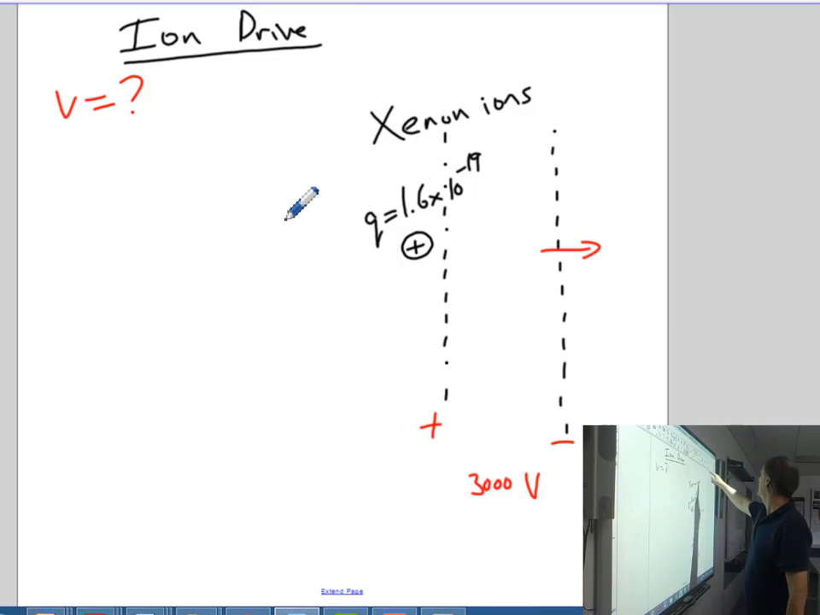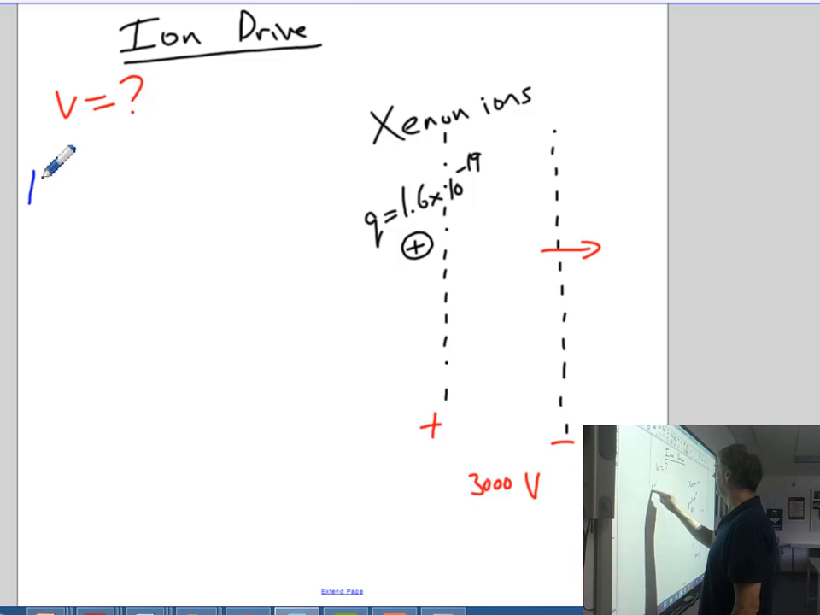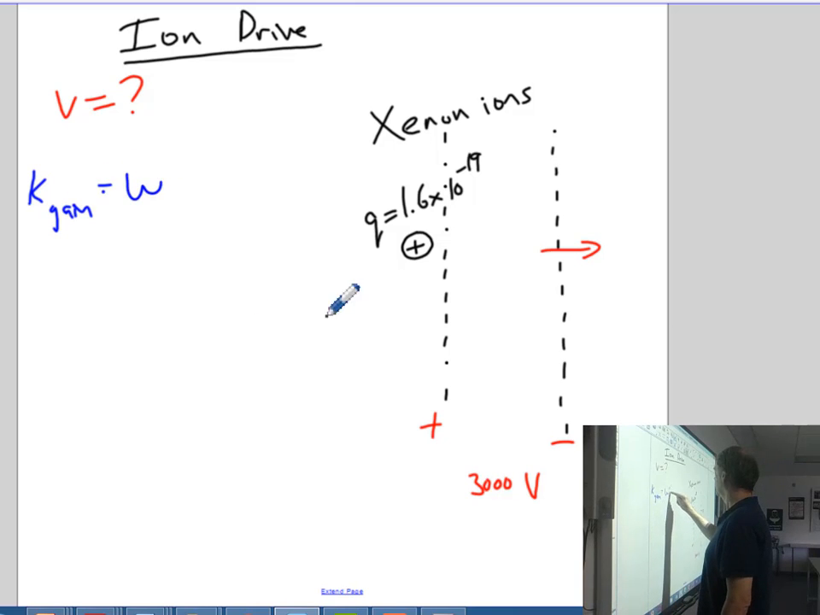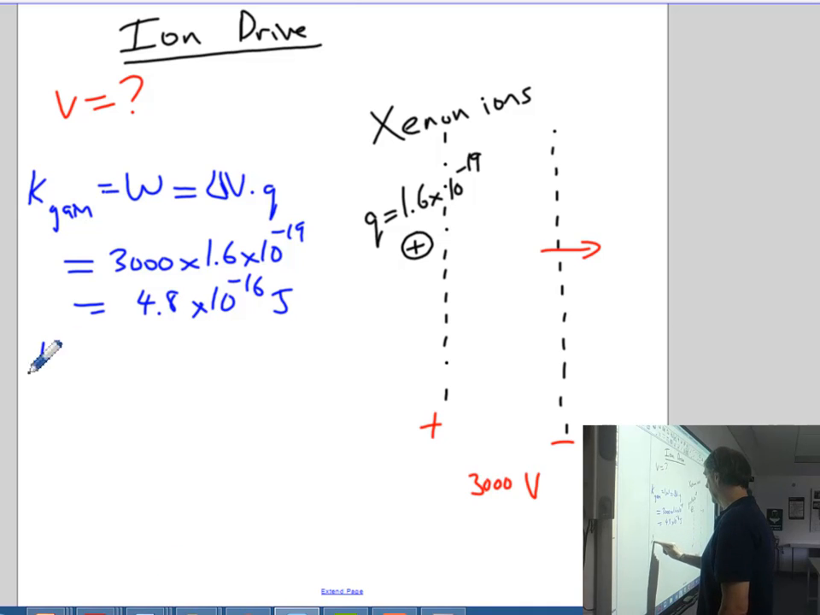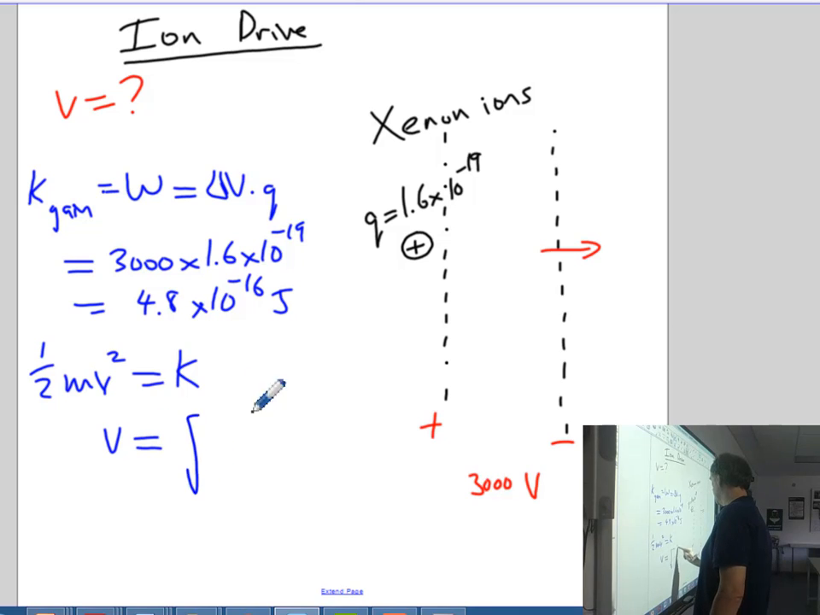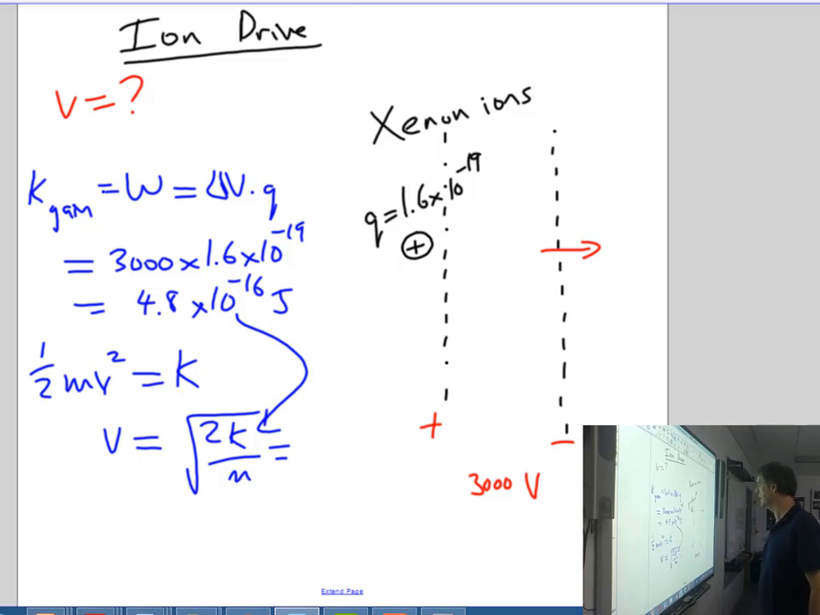So again, you're going to do this idea that the work done, or the kinetic energy gain, is equal to the work done by the electric field, which is delta VQ. In this case, we've got a potential difference of 3000 volts it's going to go through. The charge of a proton is the same as the xenon one there, and you've got 4.8 by 10 to the minus 16 joules. So to work out the speed again, you're just going to go half mv squared is equal to the KE. The v would be root 2K on m. So you're just going to put that number in there and get a velocity value in metres per second.